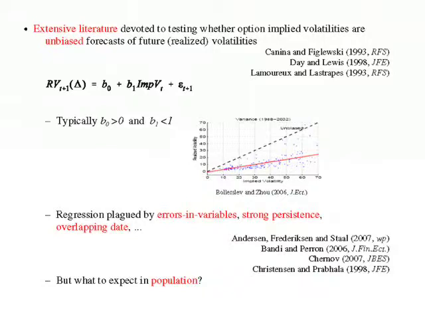Another relationship, another thing where there's been a lot of work, goes directly to what Torben talked about in the last bit of his lecture right before the coffee break, namely the question of how good a forecast the options' implied volatilities are of the volatilities that subsequently get realized.